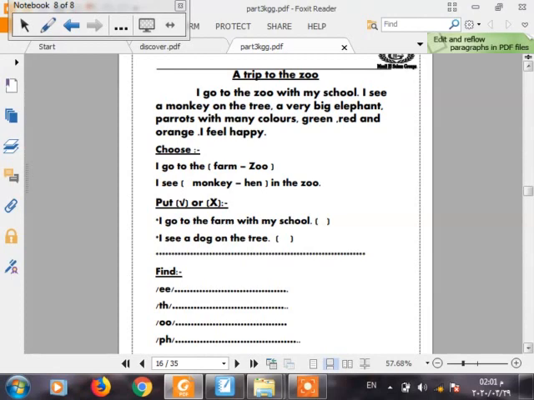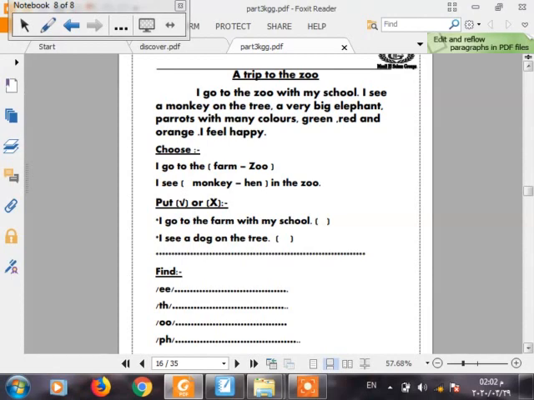I go to the zoo with my school. I see a monkey on the tree, a very big elephant, parrots with many colors, green, red, and orange. I feel happy. So here, who remembers the rules of the reading comprehension?